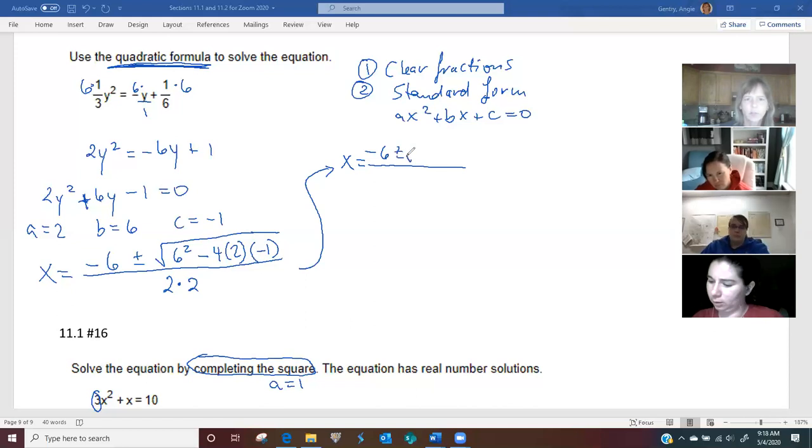-6 plus or minus square root of, and maybe we can do some of this in our head. You guys are allowed to calculate. 6 squared is 36. Negative, okay, I'll write it down. It's 36. Negative is positive. 4 times 2 is 8. Yes? 36 and 8 is 44.